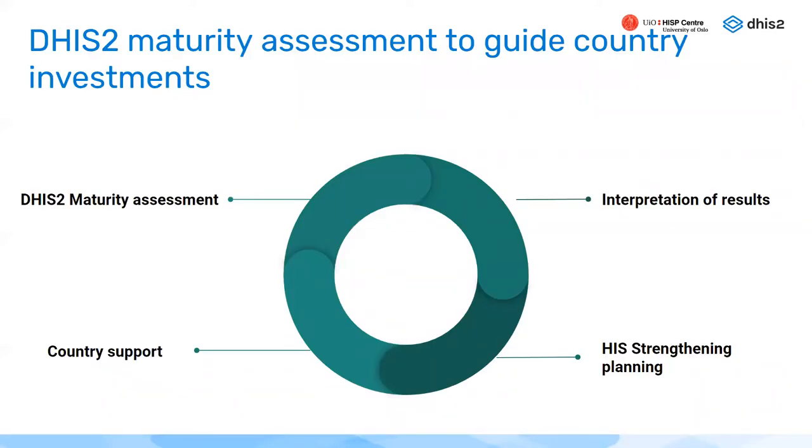So this is what we're thinking as the process within a country: you do the maturity assessment to give you an idea of the current status of the implementation, interpret the results, look at the weak areas, and then make a plan for strengthening HIS and DHIS2. Then the HIS groups, or whoever is supporting the country implementation, follow up on those identified needs. And this is something that over time you would do in a cyclic fashion.